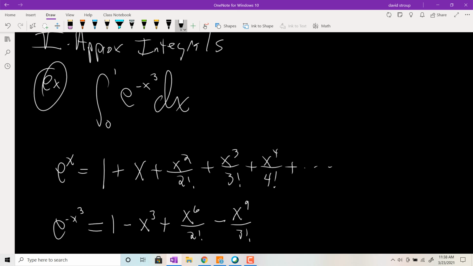And of course there's a negative in there. When you cube a negative, it'll be negative. Then this will be plus x to the 12th. You're just multiplying exponents. Minus dot dot dot.